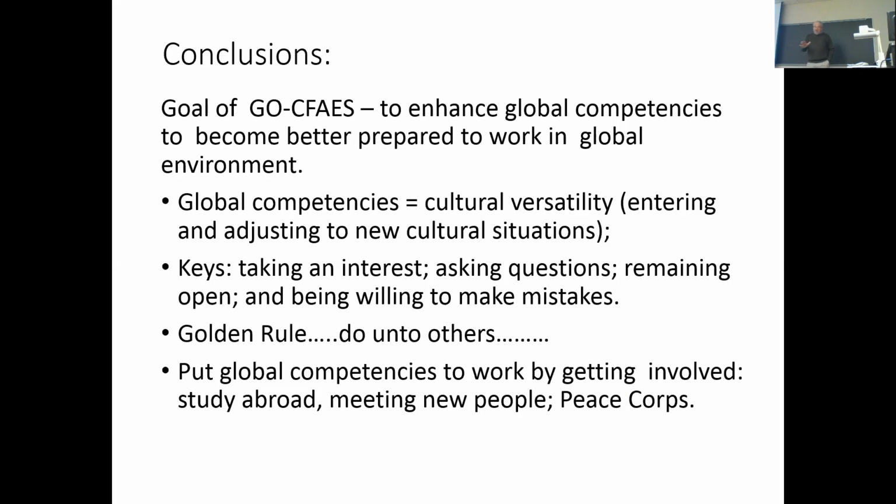But also I would say to you, if you really want to put these global competencies to work, Peace Corps is a real opportunity to put not only your background but also these global competencies to work. And I say that as a former Peace Corps recruiter myself. It is one of the few ways. There are other opportunities, some church related, a few other opportunities out there. But Peace Corps is alive and well, and it's a real opportunity for you. I think I'll wrap on that.